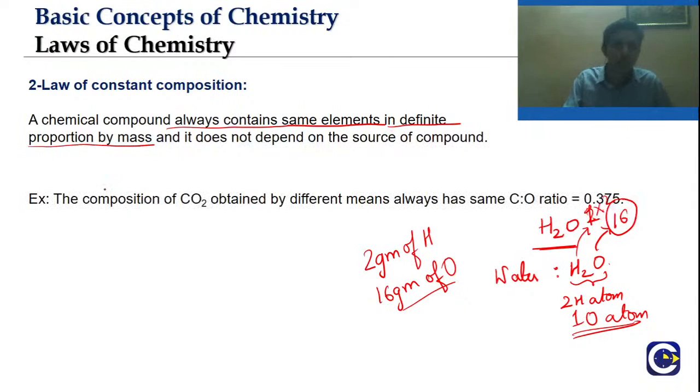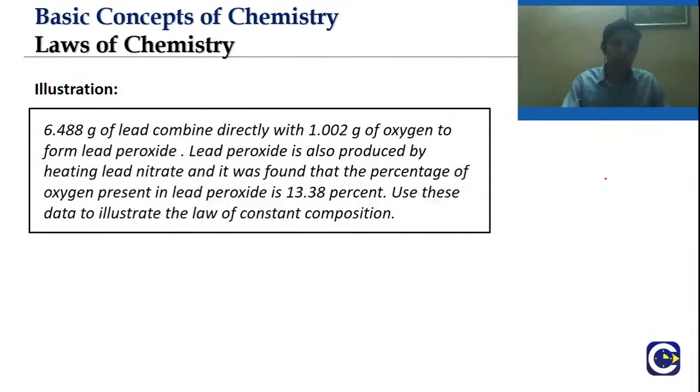So for example, if you take the composition of CO2, it will always be in the ratio 0.375. Yes, so this is the question, and this type of question you can expect in JEE as well as NEET. So the question says 6.488 gram of lead, lead is Pb, combined directly with 1.002 gram of oxygen to form lead peroxide.